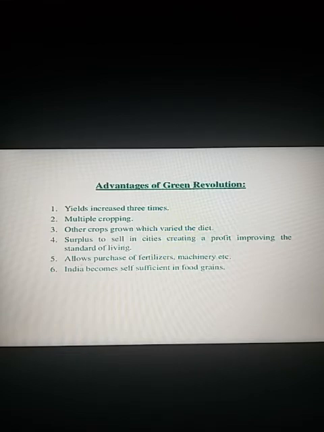Then, it allows purchase of fertilizer and machinery. As their profit increased, they started reinvesting their profits by purchasing more machines and more chemical fertilizers. India became self sufficient in food grain production. In fact, on the eve of the introduction of Green Revolution, there was a shortage of food grains. But think of the post Green Revolution period, India was able to achieve self sufficiency in food grain production, which can be attributed to Green Revolution.